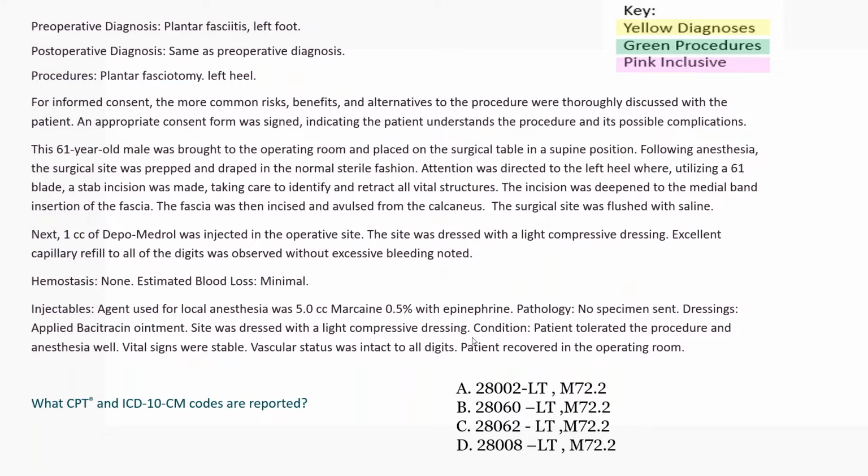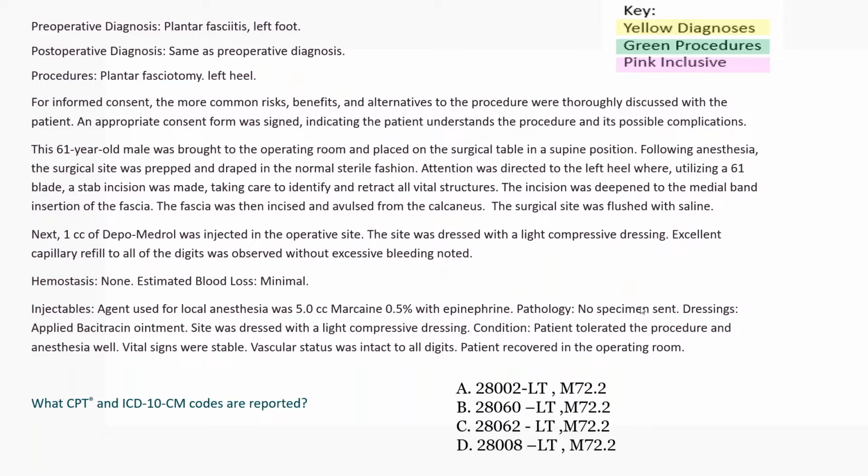The surgical site was flushed with saline. Next, 1 cc of depot-medrol was injected in the operative site. The site was dressed with a light compressive dressing. Excellent capillary refill to all of the digits was observed without excessive bleeding noted. Hemostasis, none. Estimated blood loss, minimal. Injectables. Agent used for local anesthesia was 5.0 cc Marcaine, 0.5% with epinephrine. Pathology, no specimens sent. Dressings, applied bacitracin ointment. Site was dressed with a light compressive dressing.